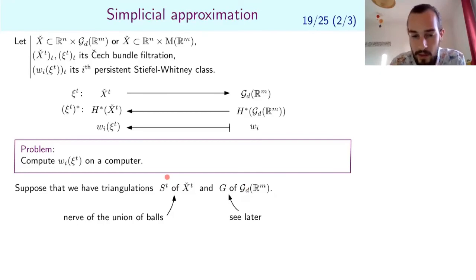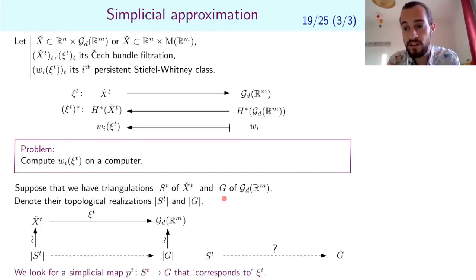So suppose that we have these triangulations. I denote the topological realizations of the triangulations |ST| and |G|. The topological realization is a topological space that corresponds to a simplicial complex. And we have homeomorphisms between topological realizations of simplicial complexes and the space they triangulate. So this map, Xi t, can be pulled back between their topological realizations. And we would like to translate this map into the world of simplicial complexes. We would like to find a map between the simplicial complexes ST and G that will correspond to this vector bundle structure.